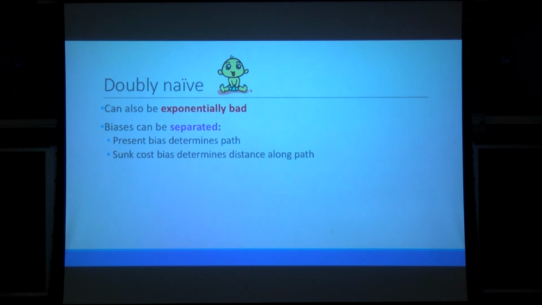And finally, doubly naive agents can also be exponentially bad, which is less surprising to us given that, in general, naive agents can do some pretty terrible things. But the interesting thing here is that the biases are actually separable. You can show that the present bias determines which path the agents will attempt to take, and the sunk cost bias determines how far along that path they'll get. And so maybe this is an instance where you can actually look at the biases in isolation because there's a simpler, more tractable interaction between the two.